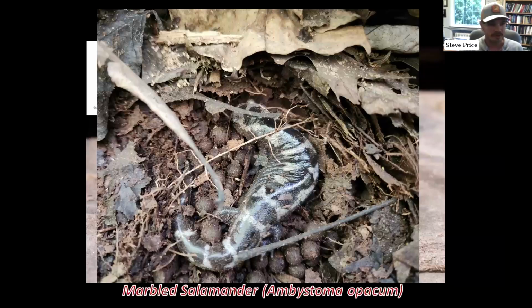And then the eggs will hatch and the larvae will grow throughout the winter and spring and undergo metamorphosis in late May or June.